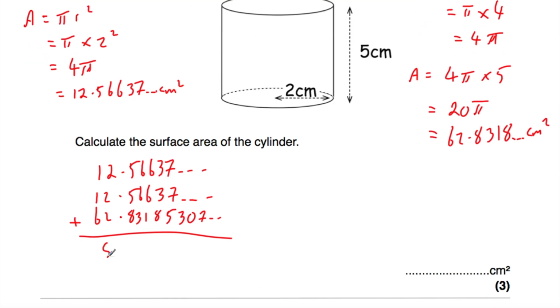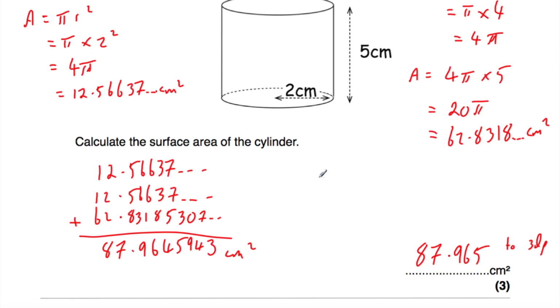We get an answer of 87.9645943 centimeters squared. So that's the total surface area of the cylinder, 87.965 centimeters squared to 3 decimal places, to 3 dp.